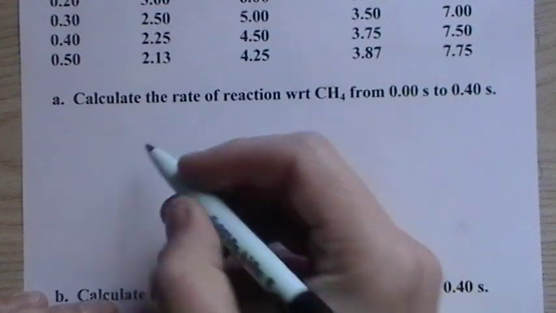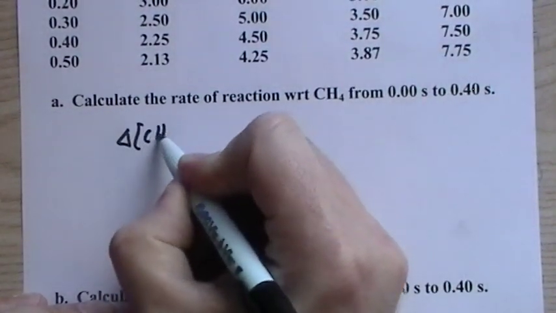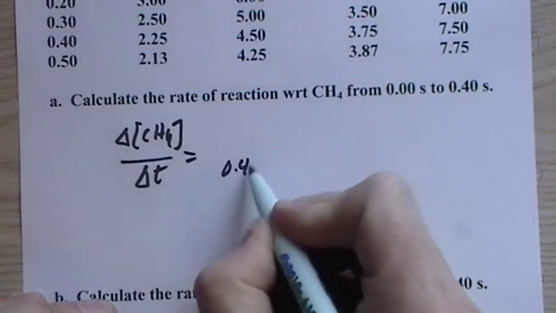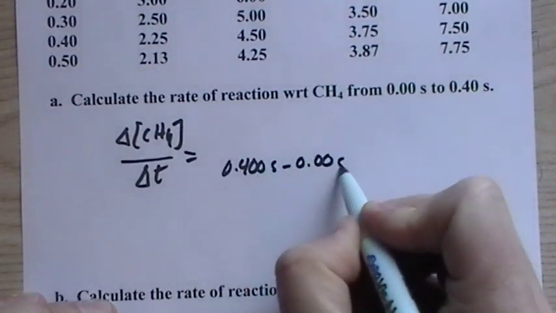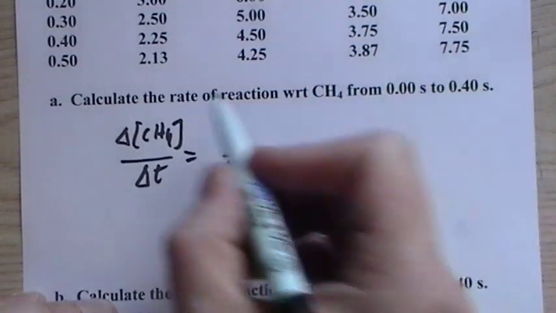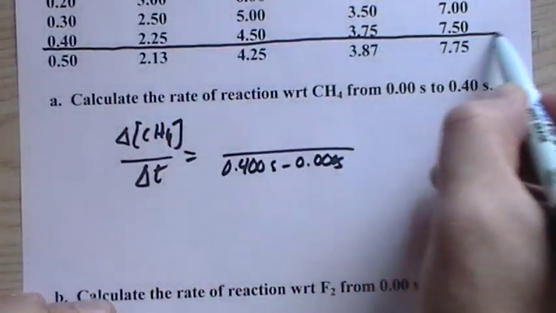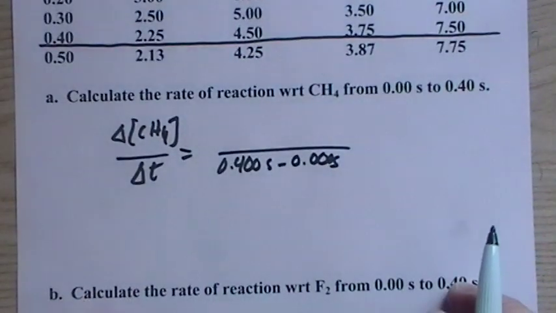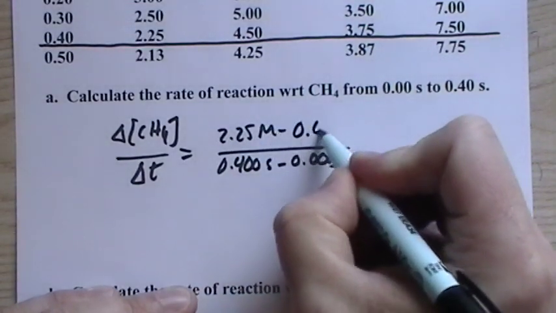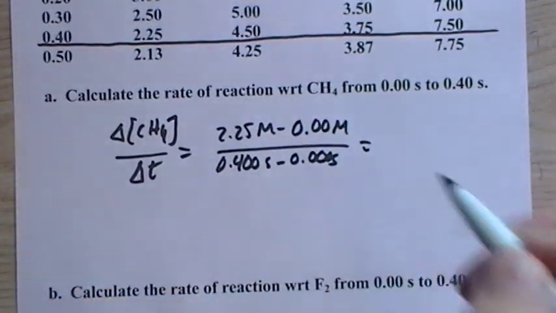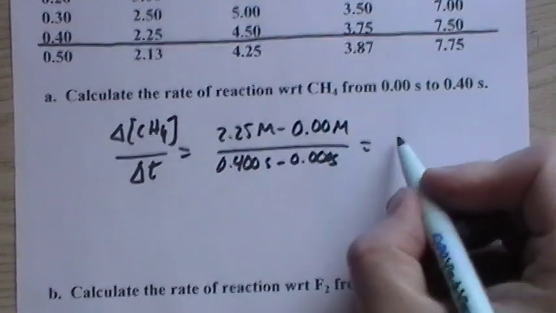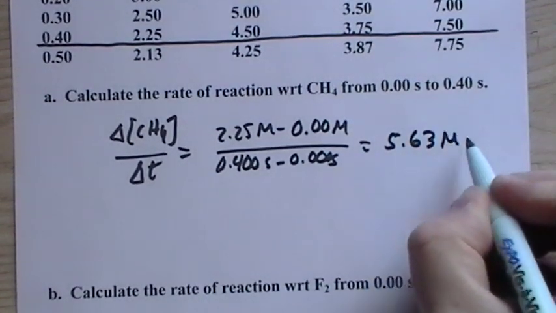So let's see. So we have methane. And now I'm just going to do it pretty quick, and I'm going to add in that significant figure. And 0.4 seconds, I'm going to just put this line under here. You may not be able to see that, but that's okay. It's really just for me. And then we have 2.25 molar, 0 molar. And so we have 2.25 divided by 0.4. And then we have 5.63 molars per second.